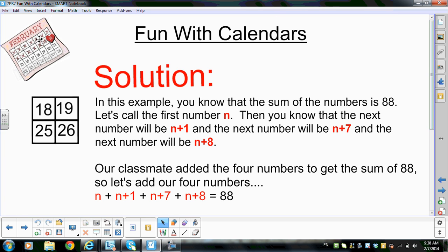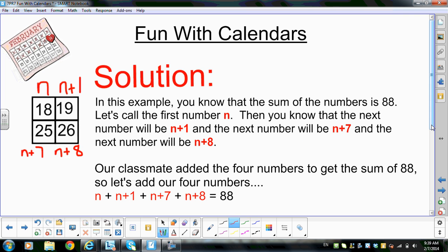Let's call the first number n. So if you're looking at 18, I'm just going to write n on top of it. So this is the number that we're going to start out with. Then you know that the next day on a calendar would be the number before, n, plus one more day. So you're looking at n plus 1. And under the n, the 18, you know it's a week later. So this would be n plus 7. And the last one would obviously be n plus 8. So once you find your n, you're able to find out all the other numbers.